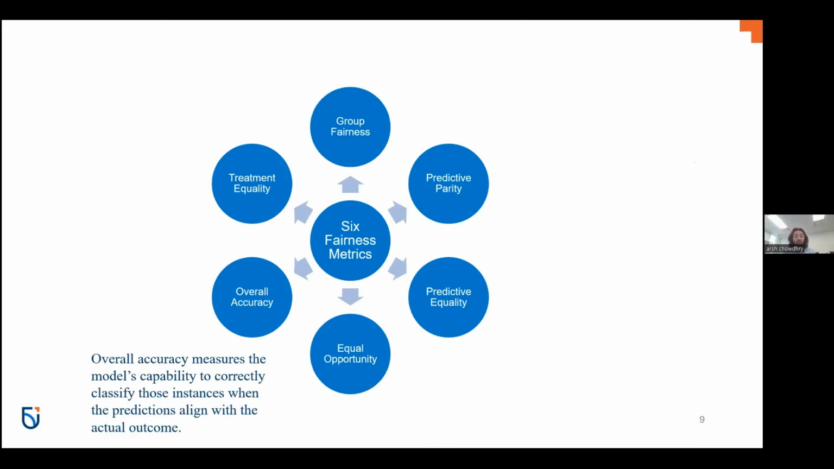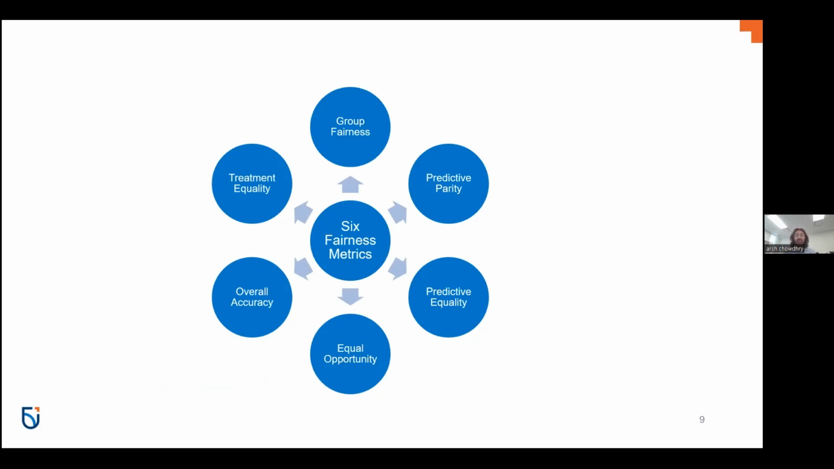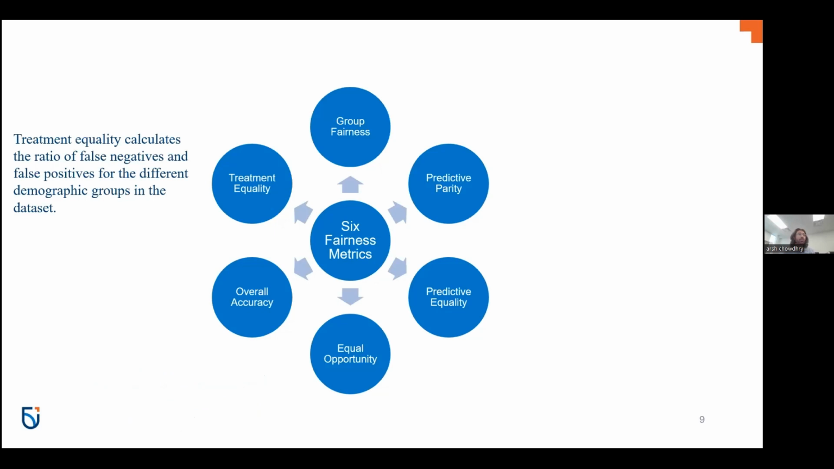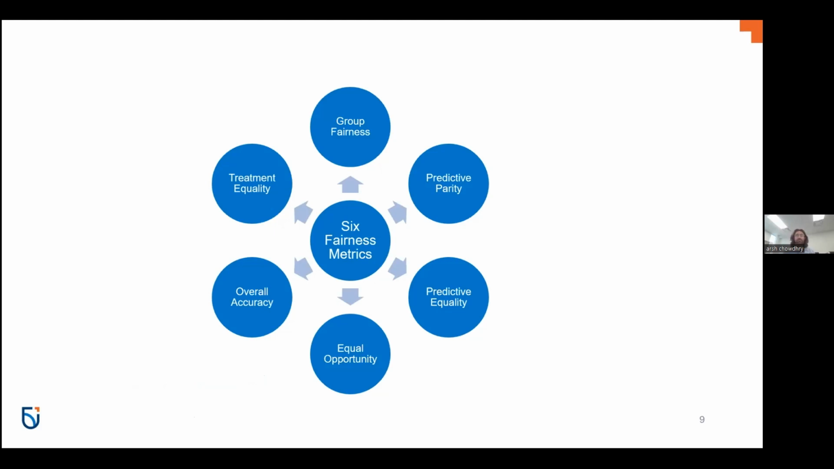And for overall accuracy, it evaluates the model's probability of correctly predicting positive outcomes when the actual outcome is positive, and the model's probability of correctly predicting negative outcomes when the actual outcome is negative. So overall accuracy can be crucial while conducting fairness analysis, particularly in the healthcare data set. And the last one, that is treatment equality. It calculates the ratio of false negative and false positive for different demographic groups in the data set.